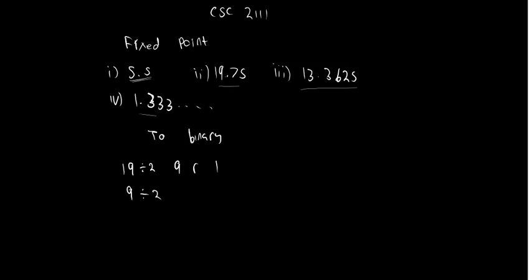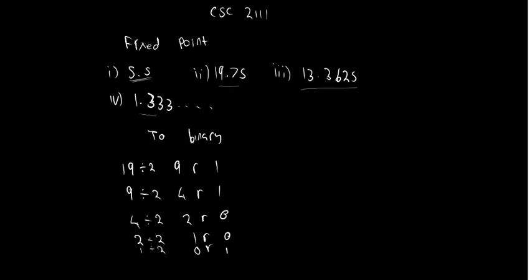which gives us 4, remainder 1, right? Then this is going to be 4 divided by 2, which is 2, remainder 0, right? Then we have 2 divided by 2, which is 1, remainder 0, right? Then we have that 1 there, divide that by 2, which is going to give us 0, and just move this over here, remainder 1. And then we read that in the opposite direction.